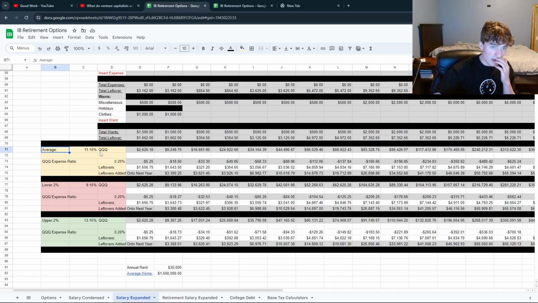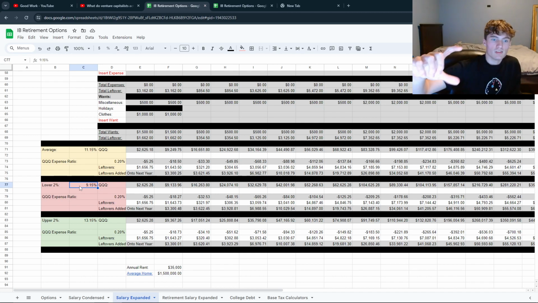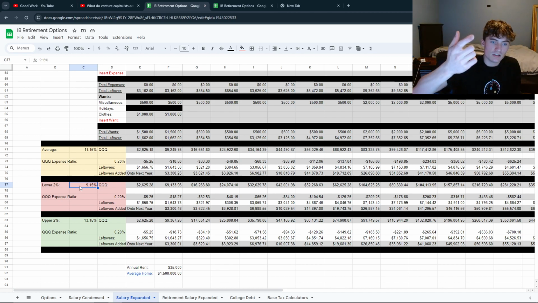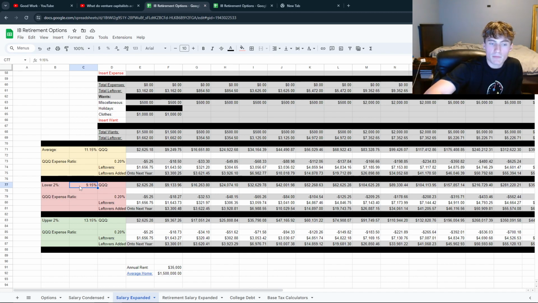So we have the average rate, lower rate, which is not very probable, higher rate, which might happen. But for the most part, this is really what you should be looking at, not really worrying about these two, because it's really unlikely that 9.15% over like a 40-year period is going to be what you end up with. It might be down like that last year that you're on, but for the most part, it won't affect it as much as it shows on here. You would really just look at this one.